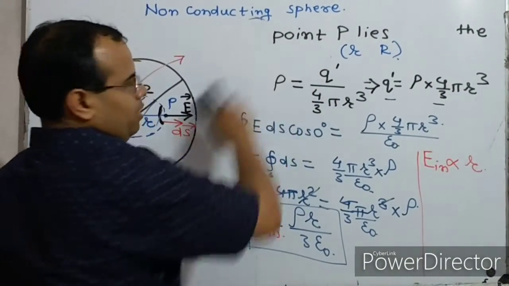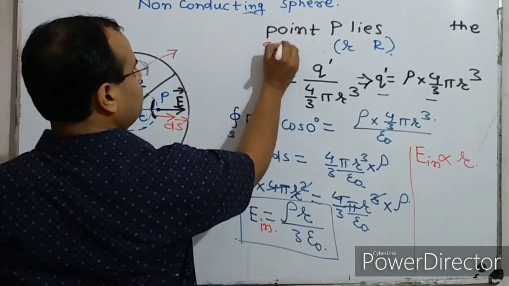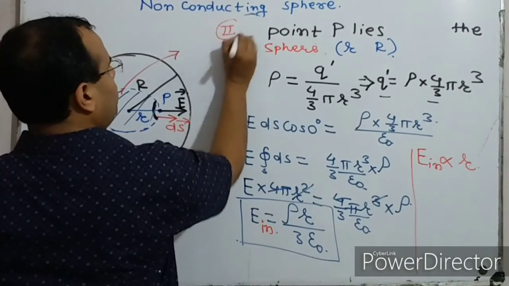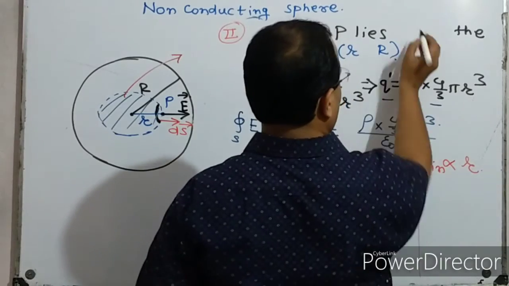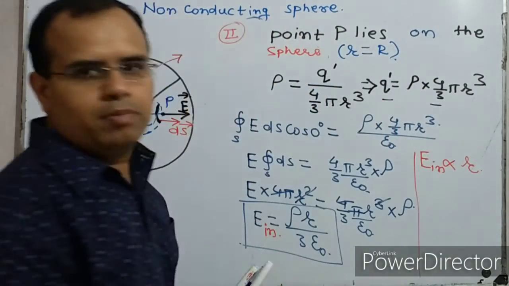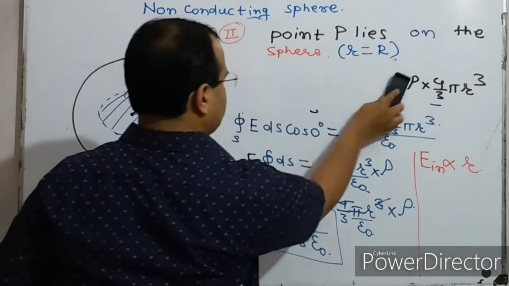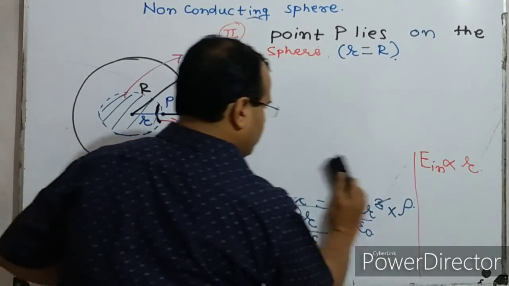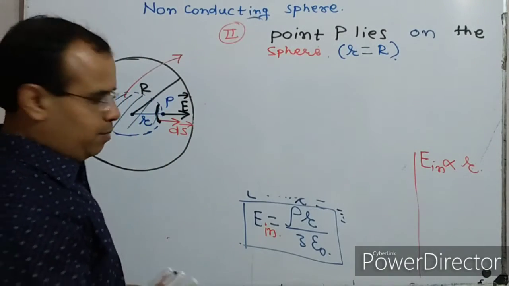it is not a shell, it is a sphere, sorry. So this is the second case when point P lies on the sphere. When it lies on the sphere, small r is equal to capital R. When small r is equal to capital R, in this particular expression, whatever mathematics you have done would be same. The only difference is that now in place of small r, you will be writing capital R.